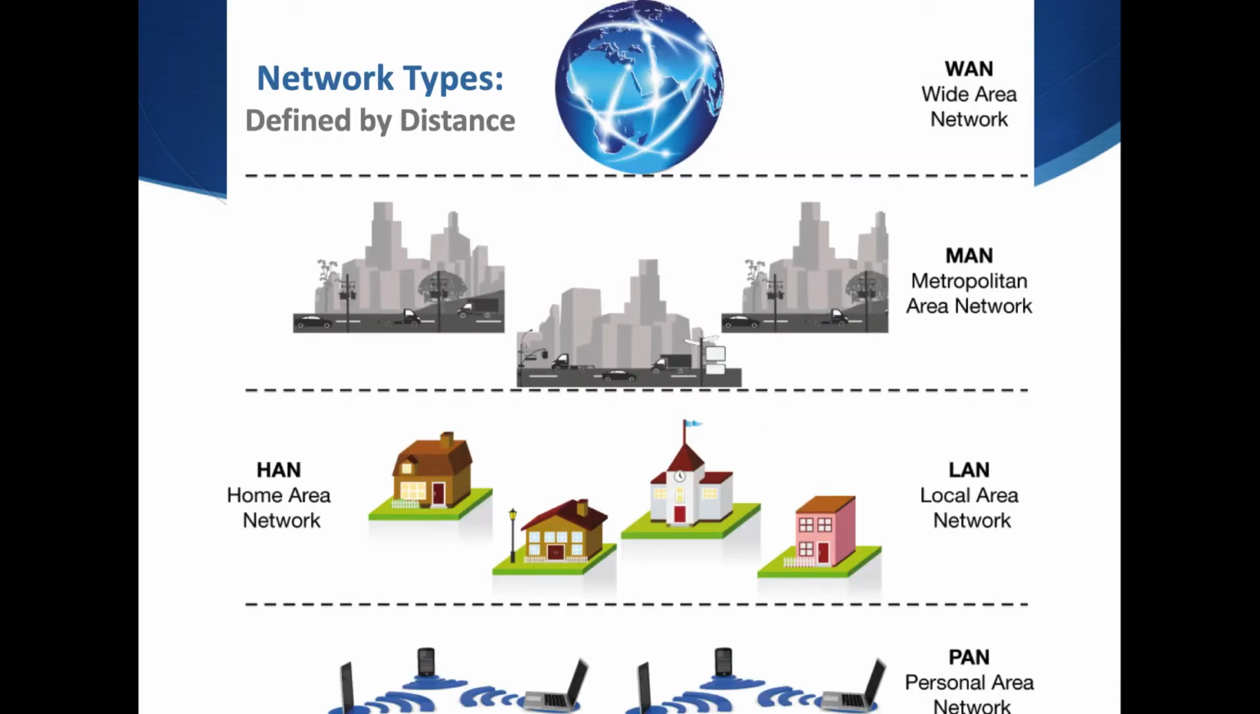And here are some pics that show distance. So the first type of distance is servers that are located all over the world, which would actually be the internet. And that is a WAN, a wide area network. And that's the first one.